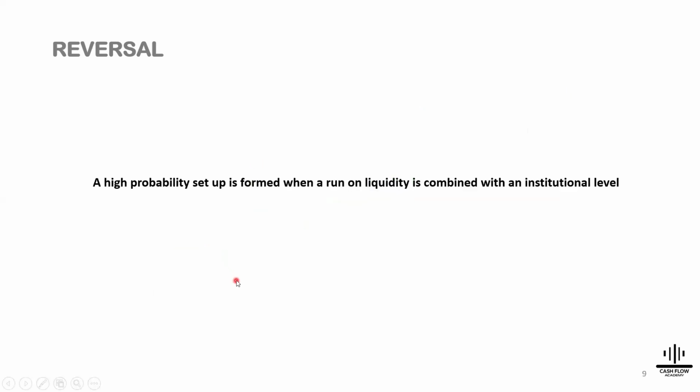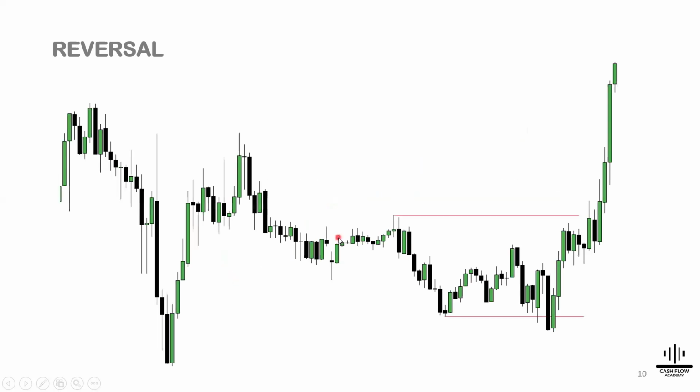A high probability setup is formed when a run on liquidity is combined with an institutional level. Let me show you an example. So you can see how price was consolidating here and then reversed. Before reversing, we can see price was paired with what? Liquidity pool. But if you look to the left, there is something here.